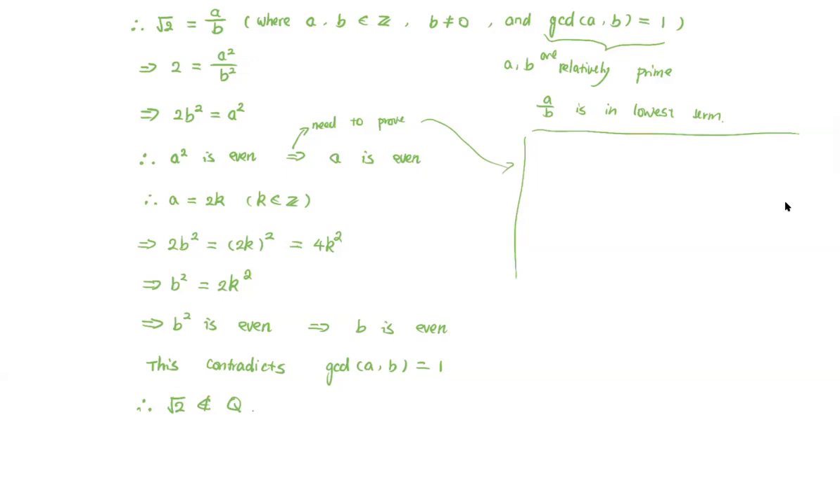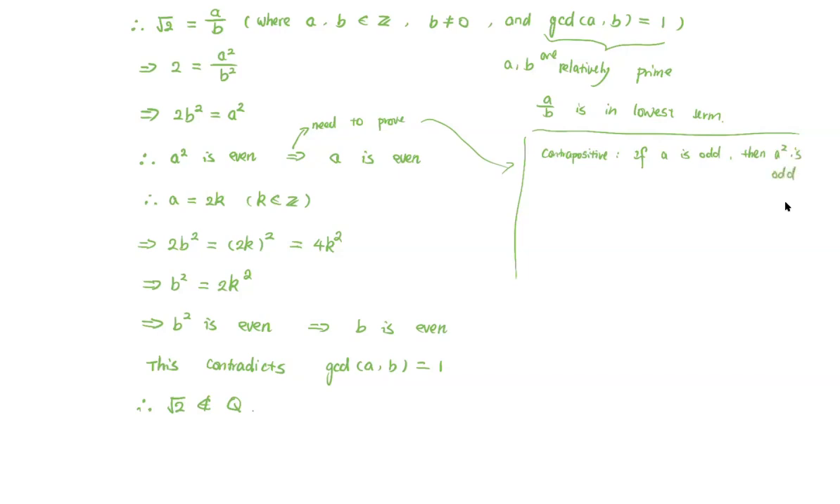Let me think. I think instead of using contradiction, contrapositive might be better. So let's prove the contrapositive: if a is odd, then a squared is odd. Oh, this is a good practice for contrapositive.